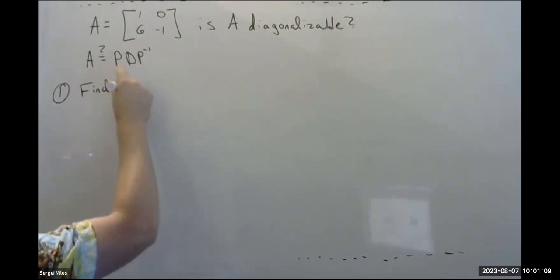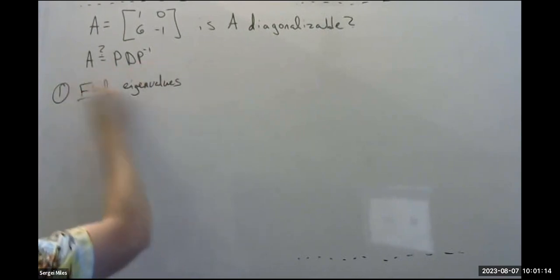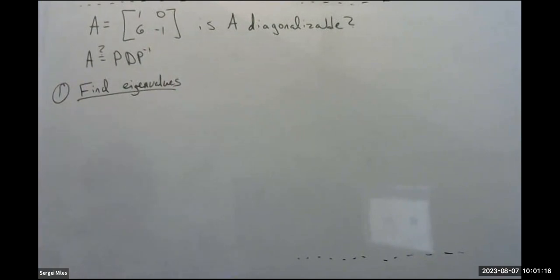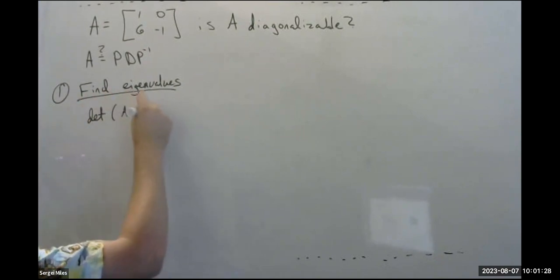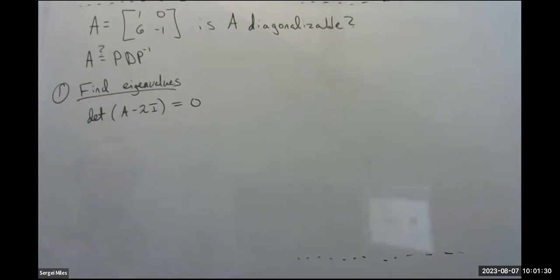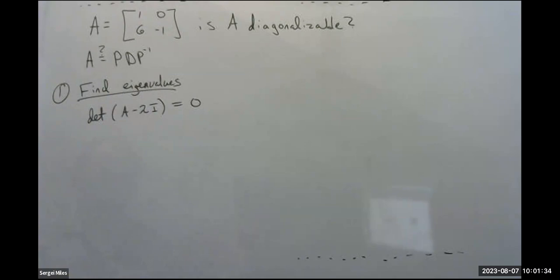Find eigenvalues. All right. How do we find eigenvalues? We can use the characteristic equation. Determinant of A minus lambda I, and we want to set it equal to 0. Okay. Well, A minus lambda I, I'm subtracting lambda from the diagonal.